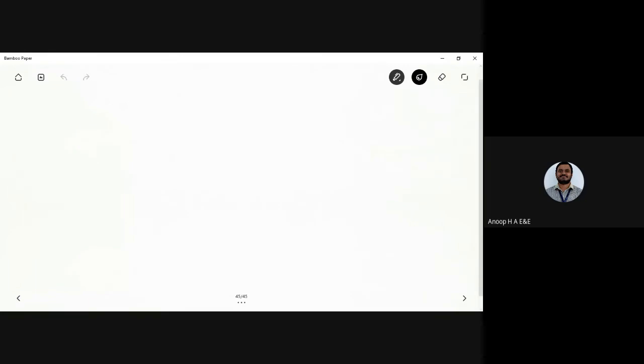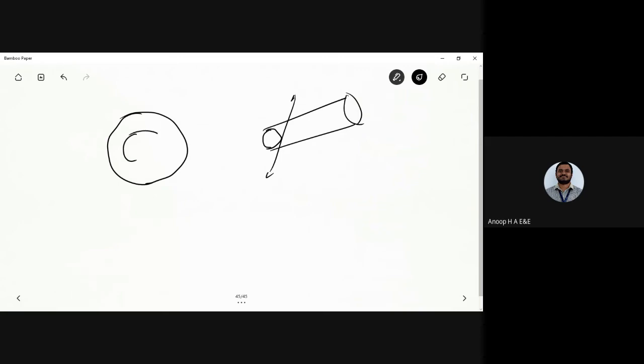I'll take a conductor, and I'll take a cross-sectional view of it. So this is more or less a conductor. If I just cut this conductor like this, I'll have the cross-sectional view. So let me write down here. This is a cross-sectional view. It is more or less circular in nature, and this is the conductor.